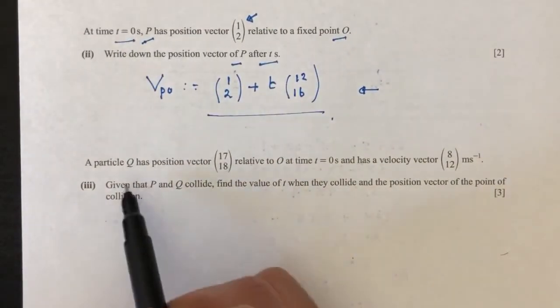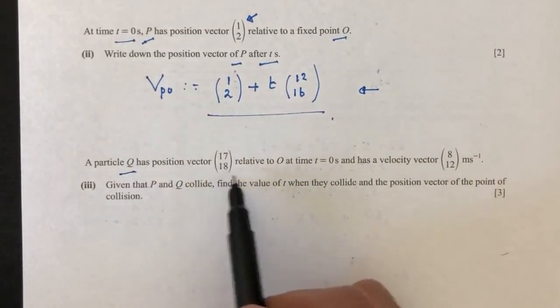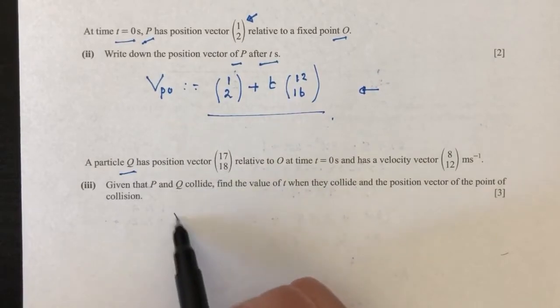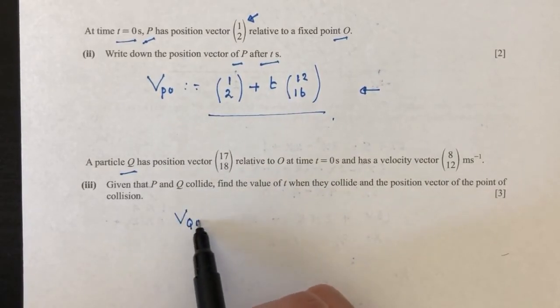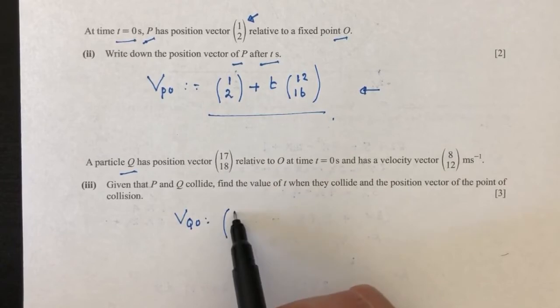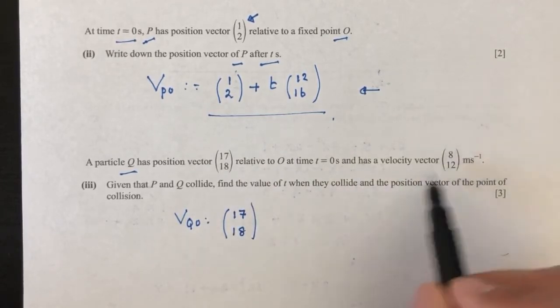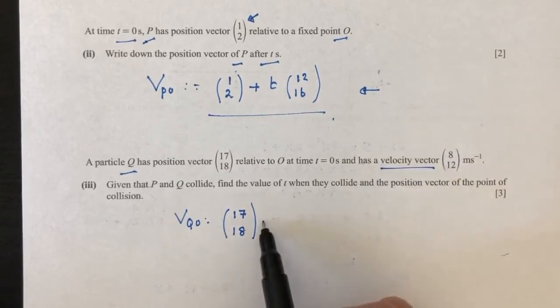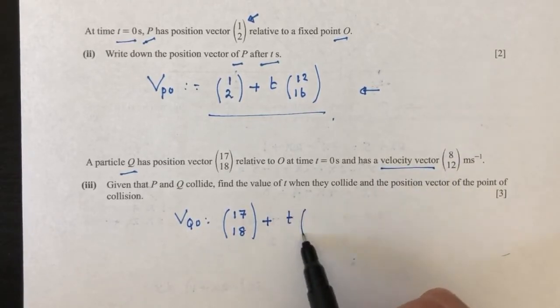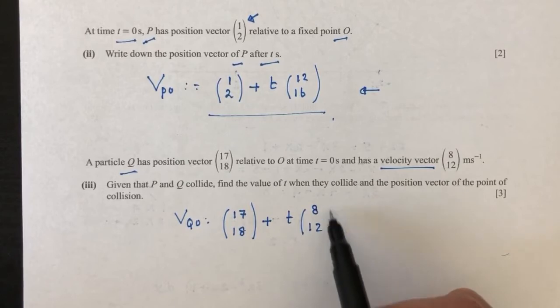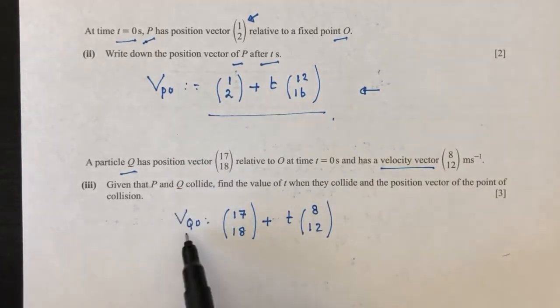And for this one, a particle Q has position vector this. So let's say VQ, that should be. At first it's (17, 18). And now it has velocity vector of this. So its position after t seconds will be this. So we have this and this.